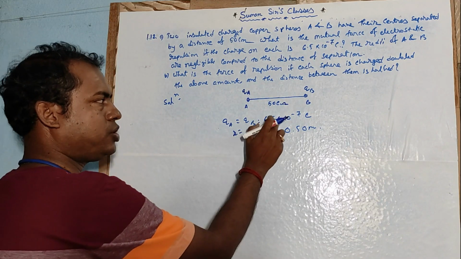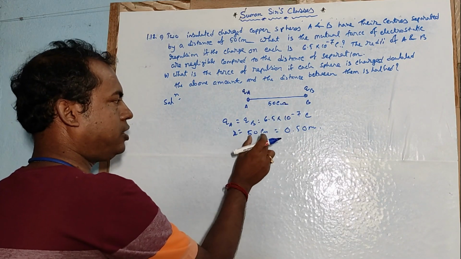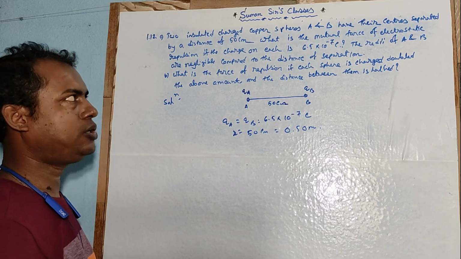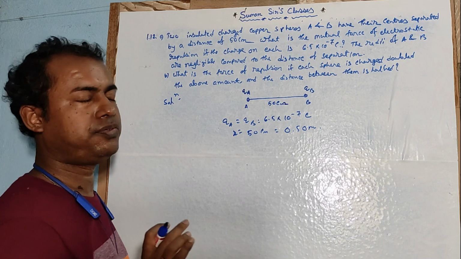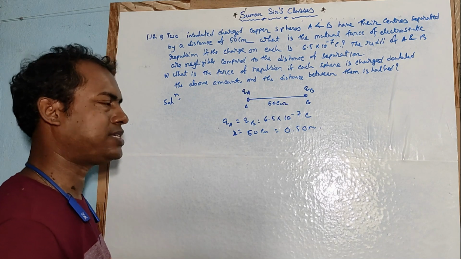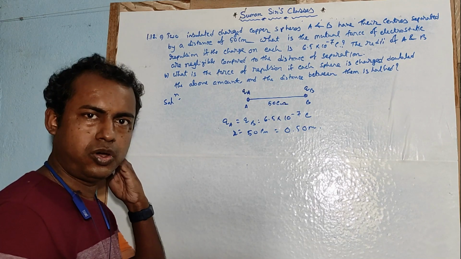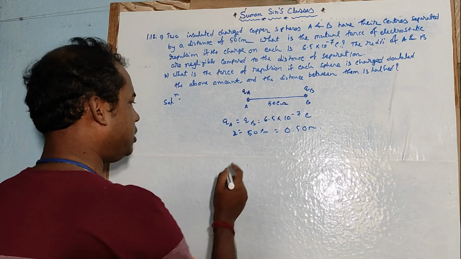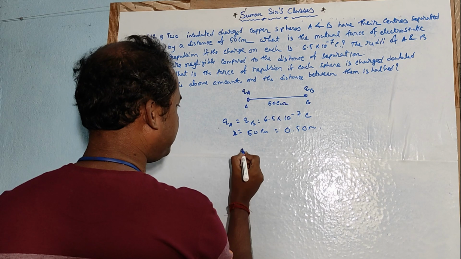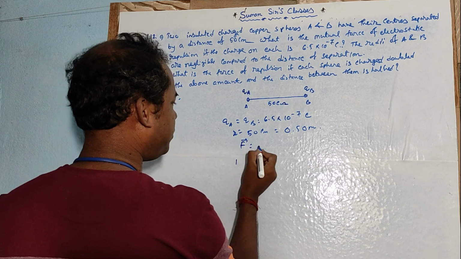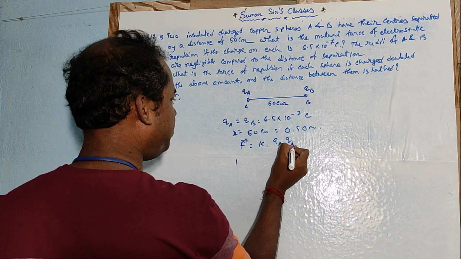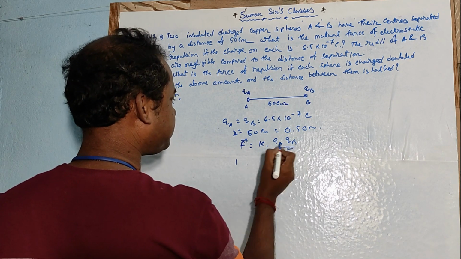Here, QA equals QB, it is given, and R equals 50 centimeters, that is 0.50 meter. We just want to find out the electrostatic force of repulsion in this case. Electrostatic force according to Coulomb's law, which is described in my first video, is written in the form F equals K into QA into QB by R square.